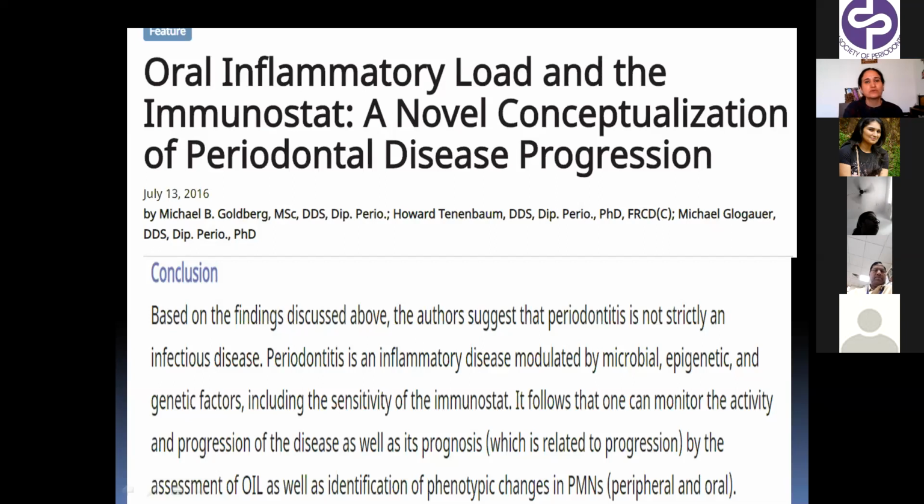So all these things are in this article, which was given by Goldberg in 2016. He said that it's a dysregulation, because all of us know that it's not an external infection; it is the dysbiosis in the local tissues.